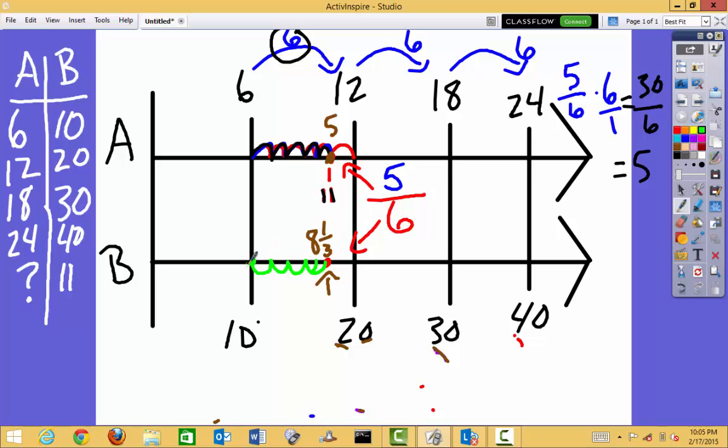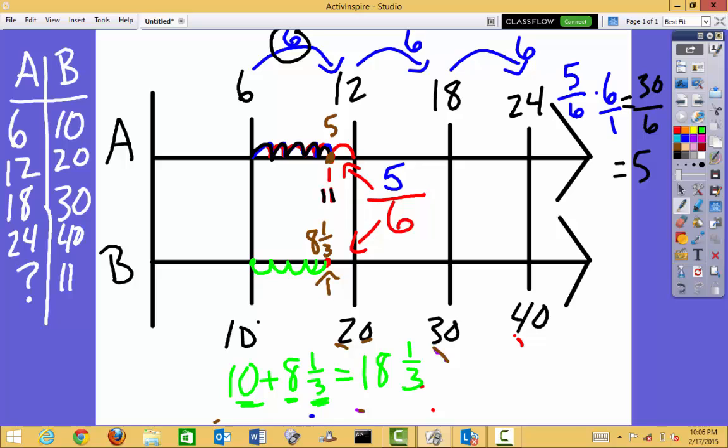So what I have to do is add 10, that's where I started, and add 8 and 1/3 to it. So what am I going to do? Well, 10 plus 8 and 1/3, I add my whole numbers together. So that's 18, and then I add my fractions together. So that's 18 and 1/3.